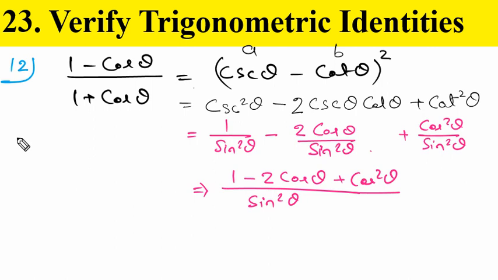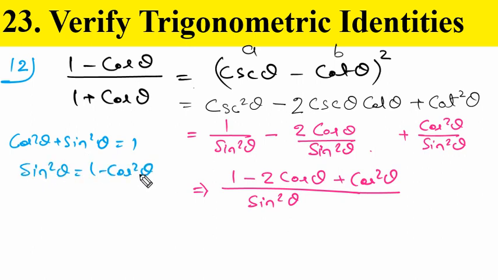Now sine square theta, what can I do about this one? So if you know that cos square theta plus sine square theta is equal to 1, right? So I can change sine square theta to 1 minus cos square theta. So I will replace it here with 1 minus cos square theta.